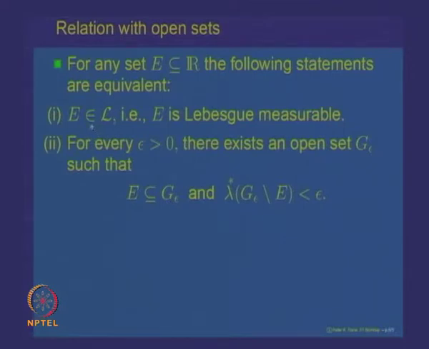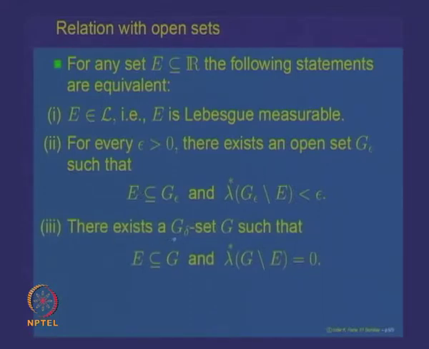So, we will show that a set E is Lebesgue measurable if and only if for every epsilon bigger than 0 there exists an open cover of it such that the difference between the cover and the set is small, that is, lambda star of G_epsilon minus E is small. And we will show that this is equivalent to saying that there exists a G delta set G such that G includes E and the difference has measure 0. What is a G delta set? A G delta set is nothing but a countable intersection of open sets. So, subsets of the real line, or of any metric space, which are countable intersections of open sets are called G delta sets. So, let us prove this theorem.